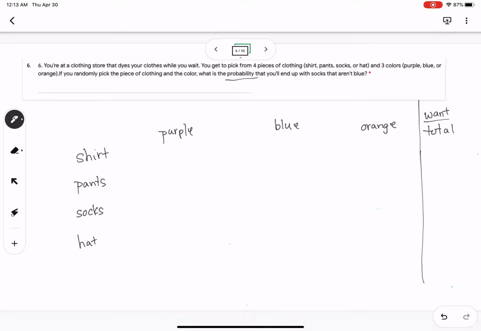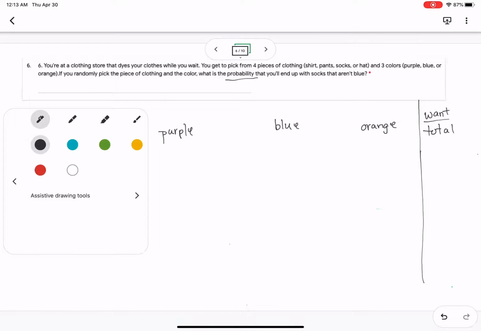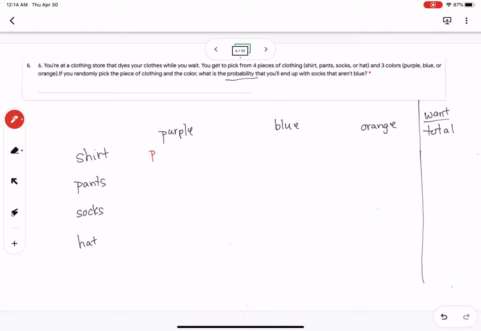Okay. So that means we could, so if we put all these together, we could, I wonder if I have a purple color. Don't have a purple color. So we're going to do, we'll just do this red. So we could end up with a purple shirt, purple pants, purple socks, or purple hat.